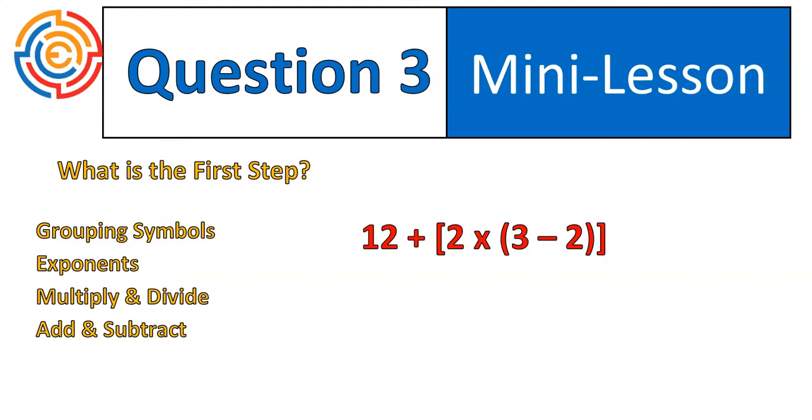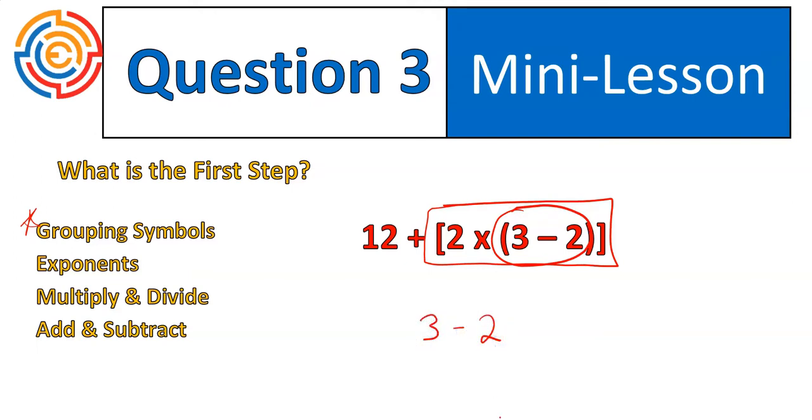Again, what is the first step? This one's got some more complex grouping symbols. So we need to look at all of the grouping symbols. Starting here with our brackets. When you consider grouping symbols, it's kind of like an onion. You peel off the layers and you go as far into the center as you can at the beginning. So we see here we've got these brackets. Then inside the brackets you've got parentheses, 3 minus 2. So the first step for this one is that subtraction, 3 minus 2.